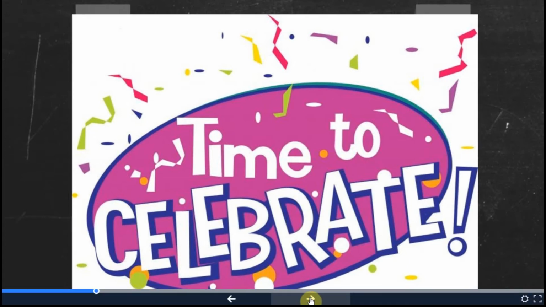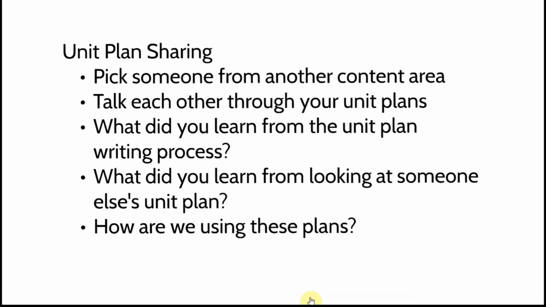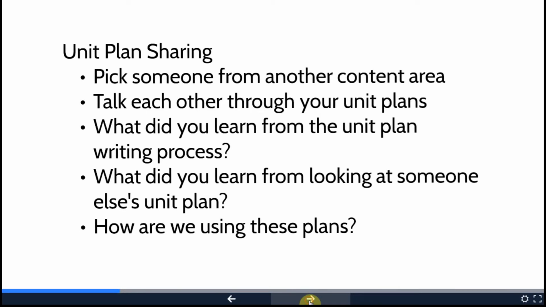That piece looks something like this if you take a look at what we had them do when they got into the groups. They picked somebody from another content area, they talked about their unit plans, and then we had a little reflection on what happened.